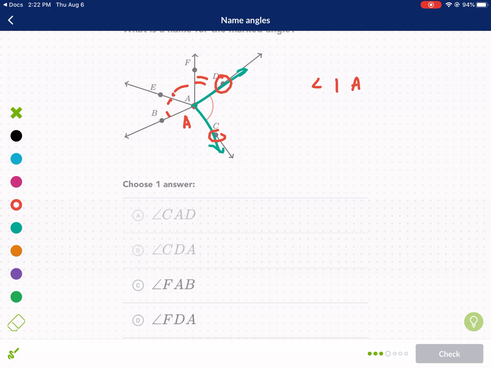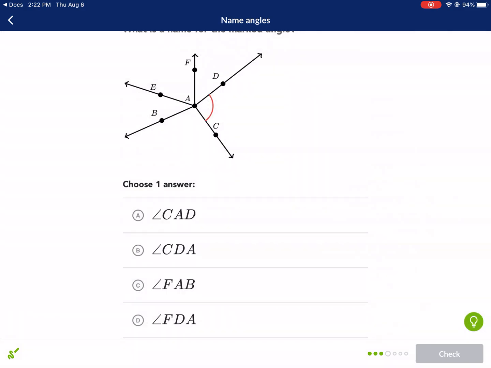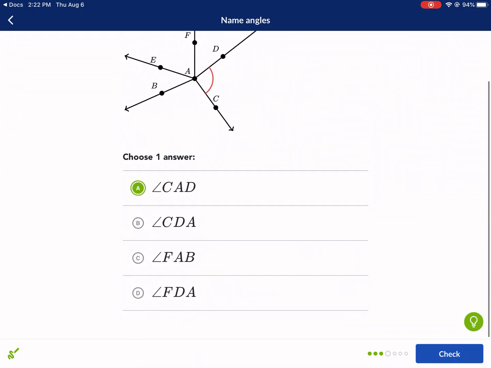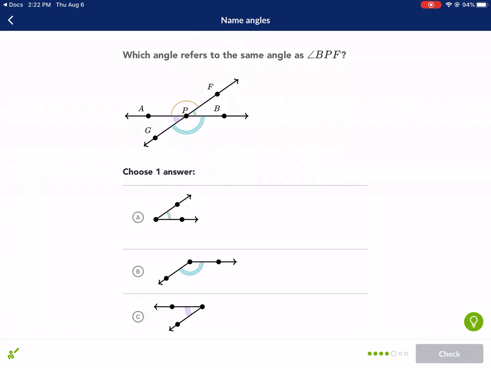So we could call it DAC, or we could call it CAD. Both of these are good because, again, our vertex is the middle letter. So let's look for DAC or CAD. We see CAD. Good to go. Next question.